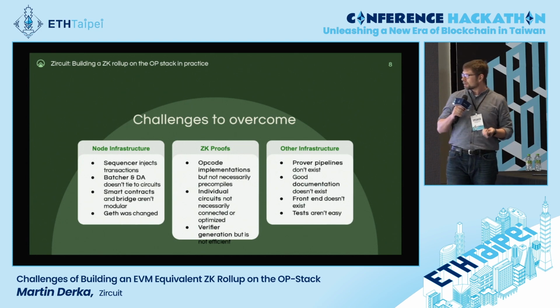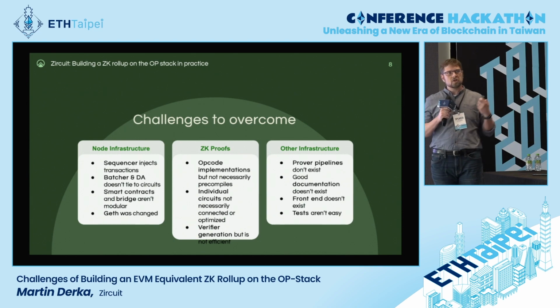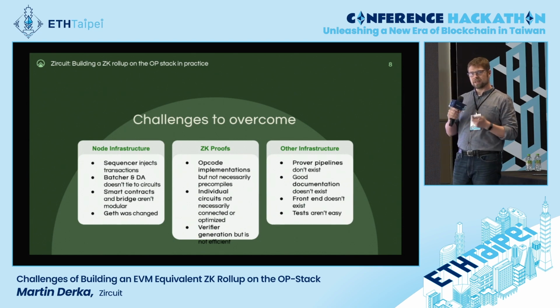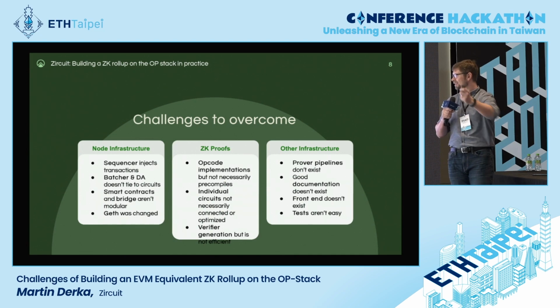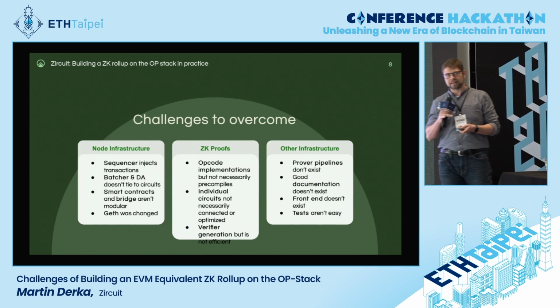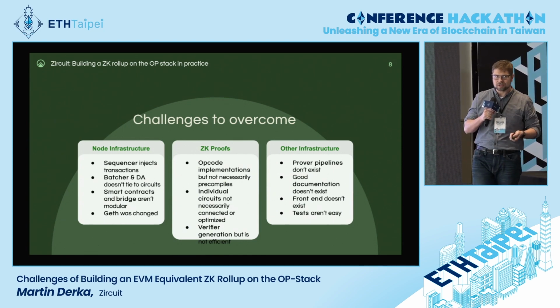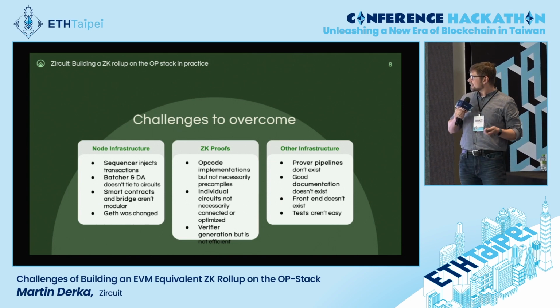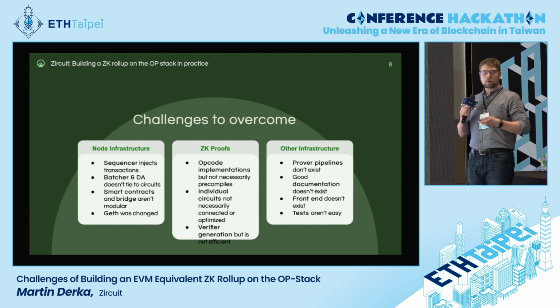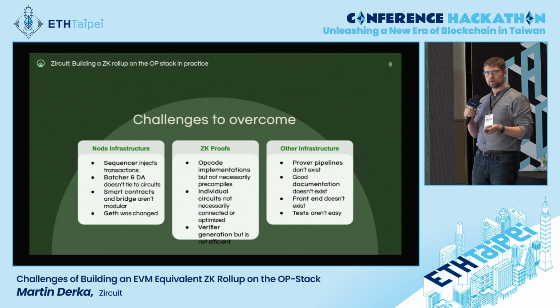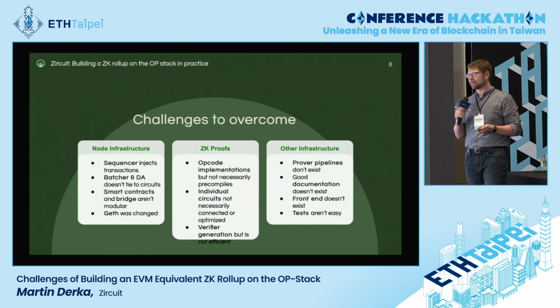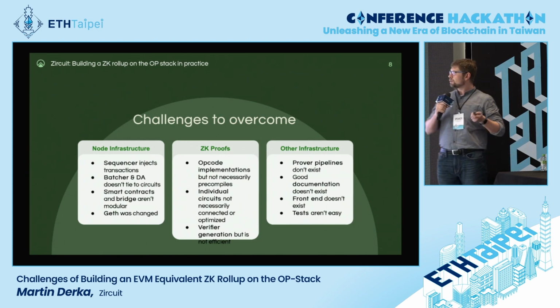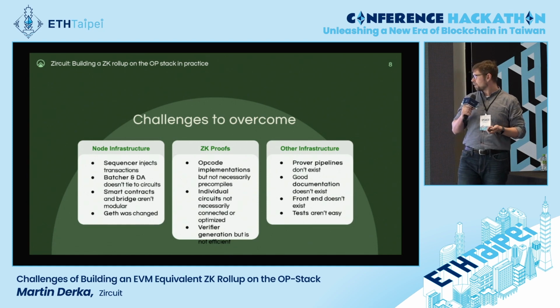You will also realize that the smart contracts and the bridge are not as modular as you would like them to be, and once you start making changes, it's going to be a little bit difficult. And you will realize that Geth itself, for managing the state of that L2, was and needs to be changed, which is going to eventually come and bite you. On the side of the zero-knowledge proofs, as I said, you will get a whole bunch of implementations for the opcodes that implement the ZK EVM. But you will not necessarily get the precompiles out of that. I will speak about that a little bit later.